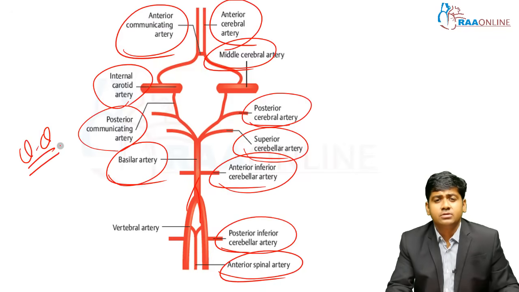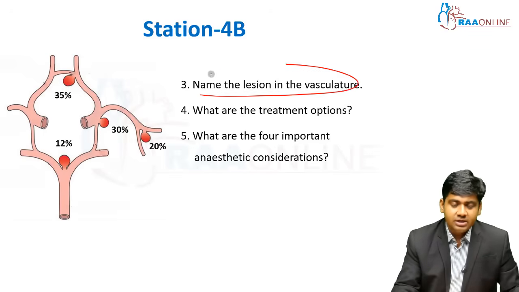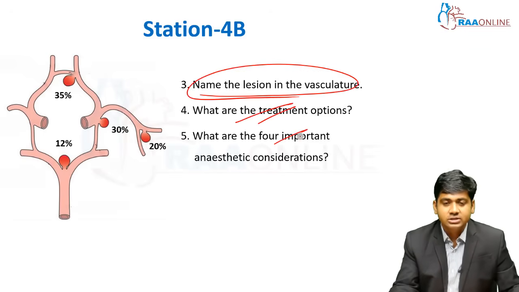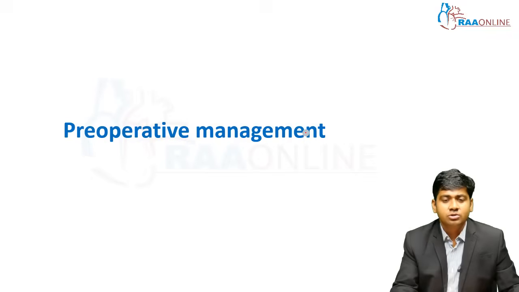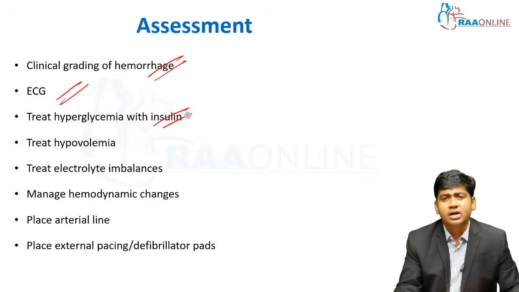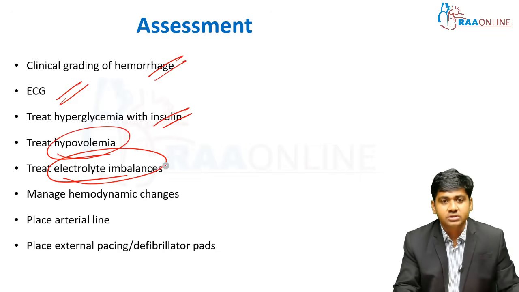Circle of Willis. Okay. Name the lesion. So it is an aneurysm. What are the treatment options? Coiling and clipping. What are the 4 important anesthesia considerations? So here, aneurysm coiling, anesthesia management. Preoperatively: clinical grade of the hemorrhage, ECG, treat hyperglycemia with insulin, treat hypovolemia, treat electrolytes. So these are the preoperative assessment.